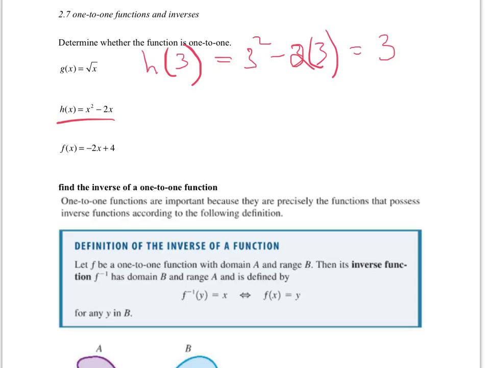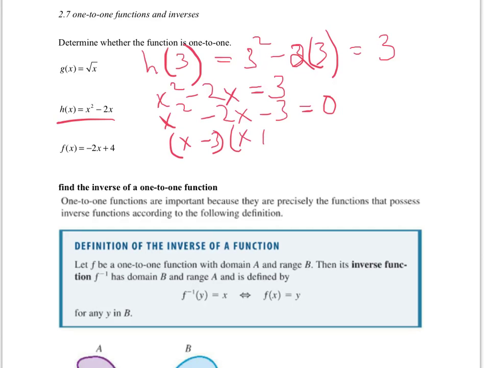Let's find another number that gives us 3 for the function value. So we want to find an x such that x squared minus 2x is equal to 3. So let's solve this equation. x squared minus 2x minus 3 is equal to 0. We can factor this. That'll give us x minus 3 times x plus 1 equals 0. So we see we have x equals 3, which we already knew, but the other value that gives that same value is x equals negative 1.